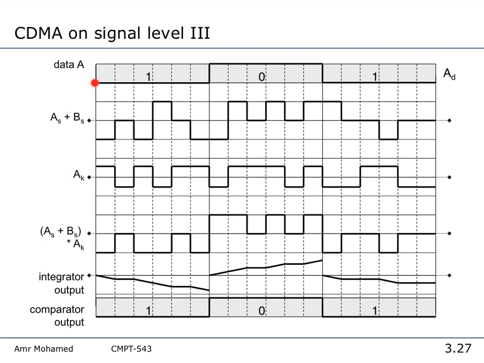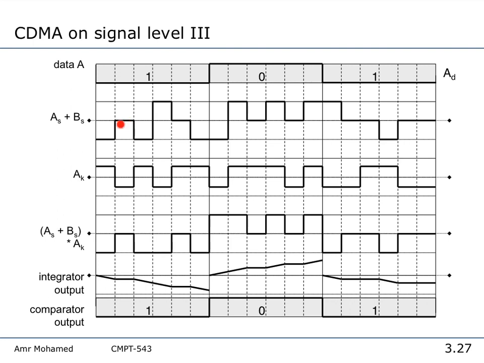So here, remember, this is data from A, and I'm trying to receive data from A. That's why at the receiver, I will use AK. So that's the data that I'm trying to receive. And this is AS plus BS, so this is the composite signal. If that's the composite signal, I use AK. And AK, this is what it looks like. So I multiply this by this, and the answer is negative. Multiply this by this, and the answer is positive, and so on. So this is AS plus BS times AK.